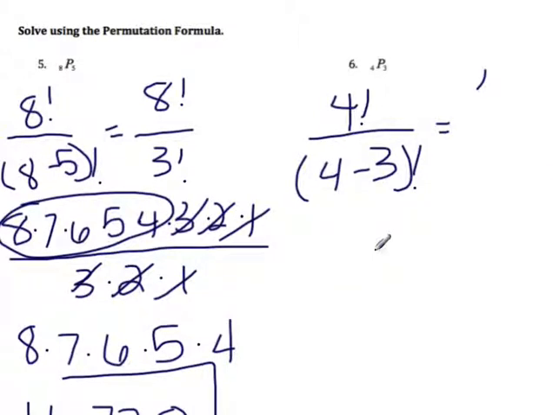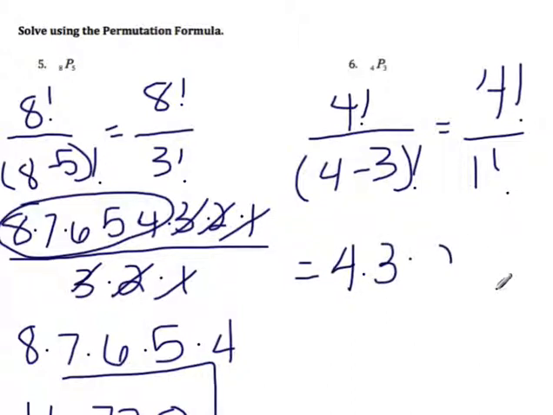This is really slow. 4 factorial divided by 1 factorial. Well, 1 factorial is really just 1. So really all this is 4 factorial, which is 4 times 3 times 2 times 1. So in your calculator, you can type 4 times 3 times 2 times 1. And when you do that, you end up getting 24.